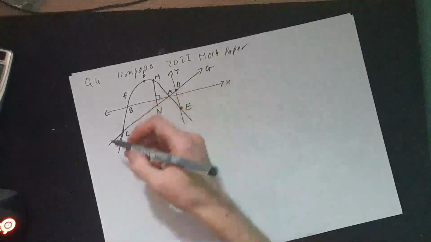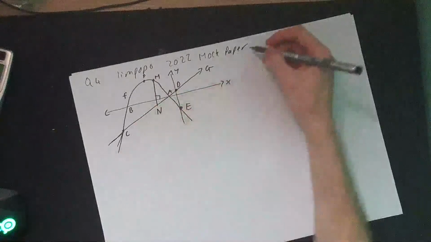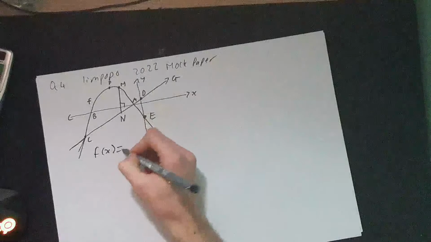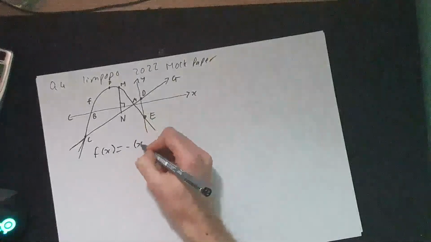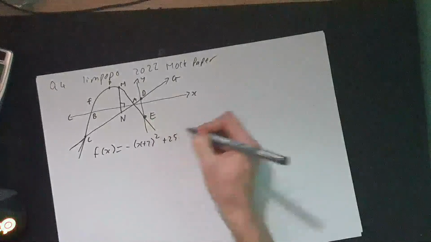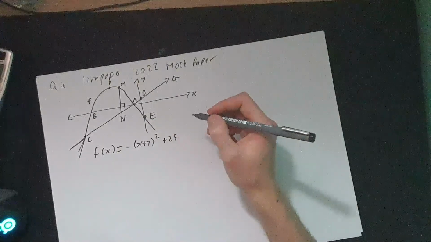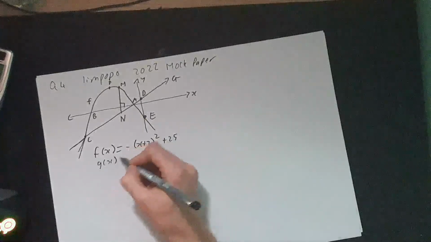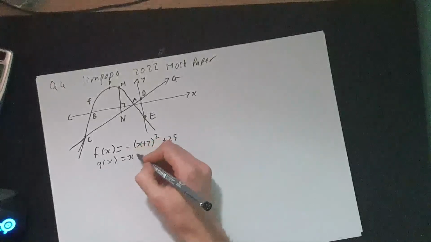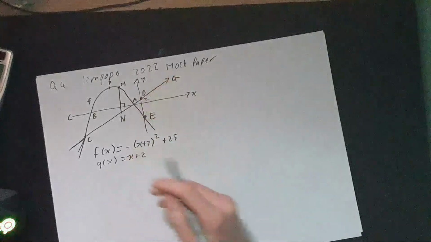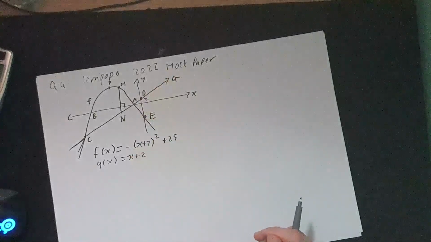Okay, and then they give you the functions. So let me do it down here. f of x equals minus (x plus 7) squared, plus 25. And then we have g of x equals x plus 2. So we know already that D is going to have a value of 2 because of our straight line. Then it says determine the coordinates of P, the turning point of the parabola.